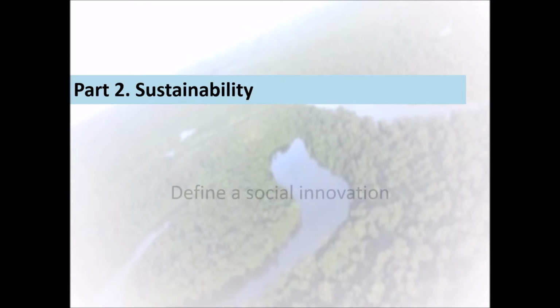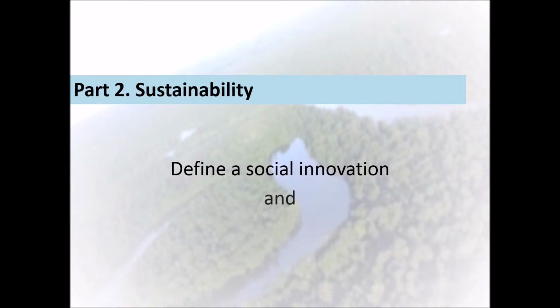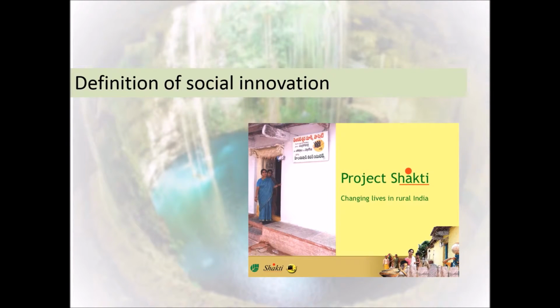Part 2. Sustainability. In this part, I would like to define a social innovation and a sustainable venture. First, the definition of social innovation. I learned social innovation focuses on changing society so that people feel satisfied. Its behavior focuses more on the problems of the local community or society, or on targeting specified people, than on finding a social solution to an environmental issue at the global level.